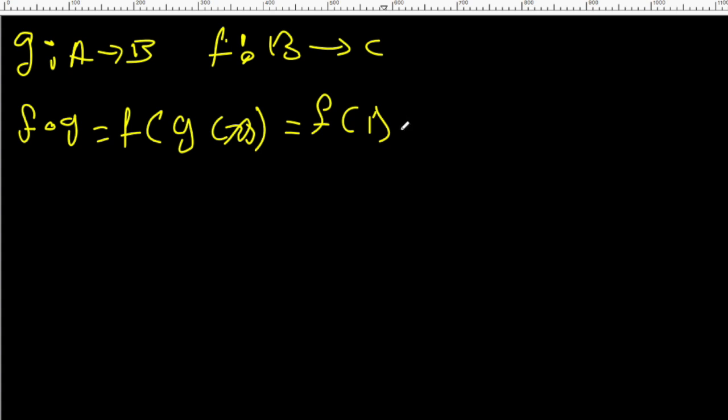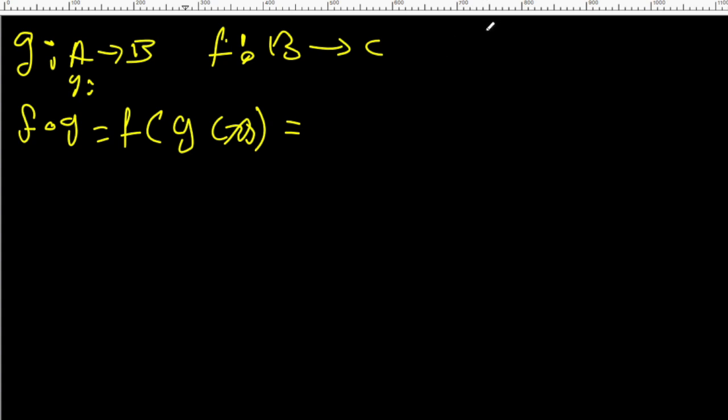F of 1, now, I need to find... wait a second, guys, wait a second. So what is G? G is starting by this, like the set G, the function G is defined to be 1 and B. It's very hard.